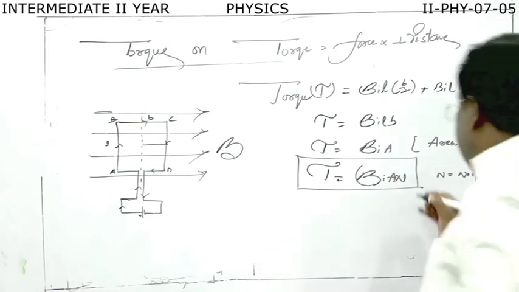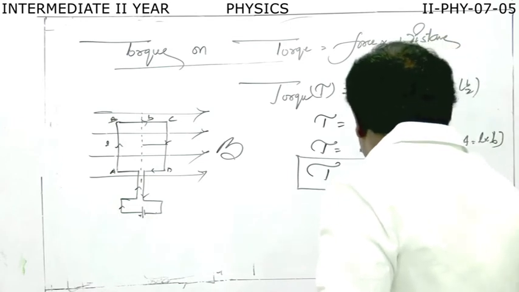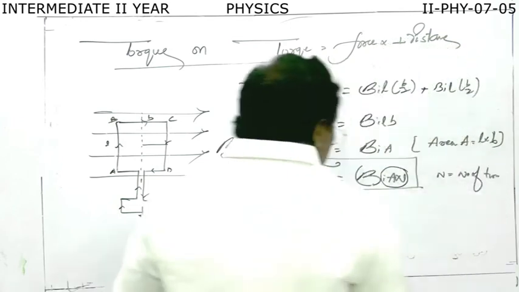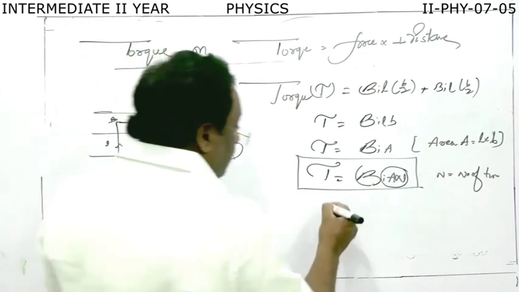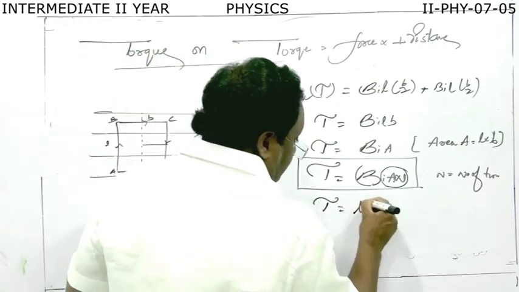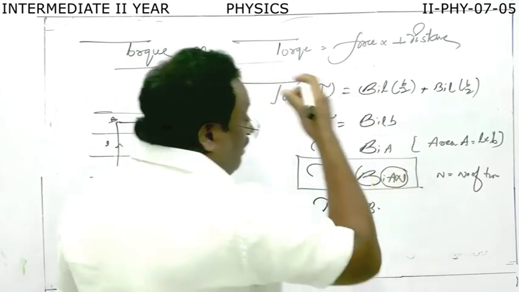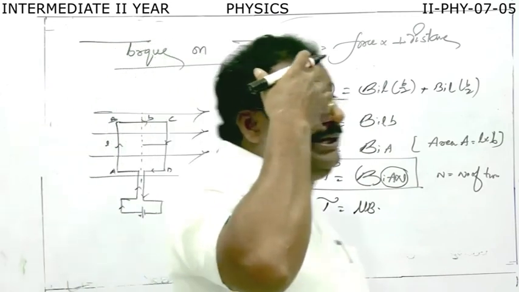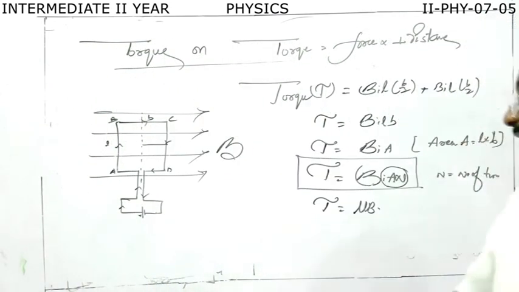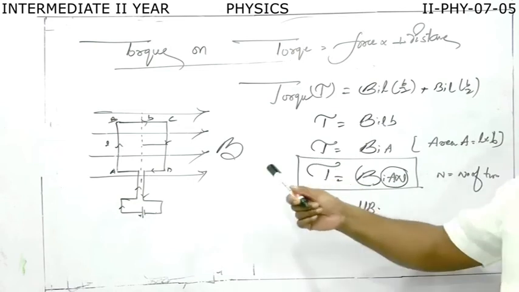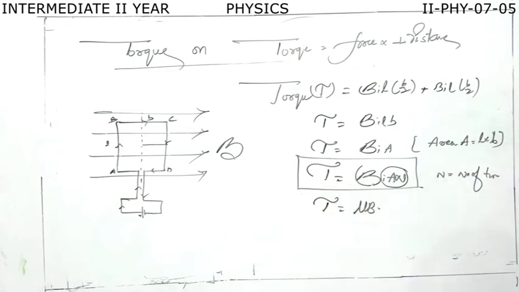Now we can add, this is the magnetic dipole moment. We may also write torque is equal to magnetic dipole moment times B. So this is the maximum torque on a current carrying coil when the plane of the coil is parallel to the magnetic field.